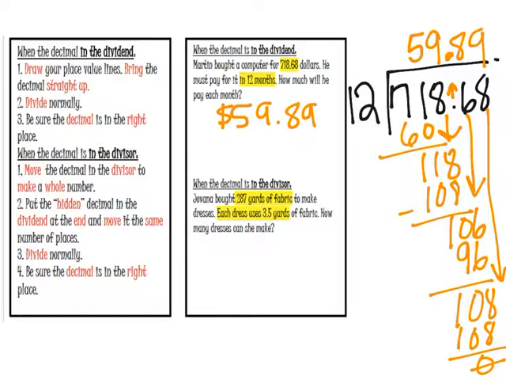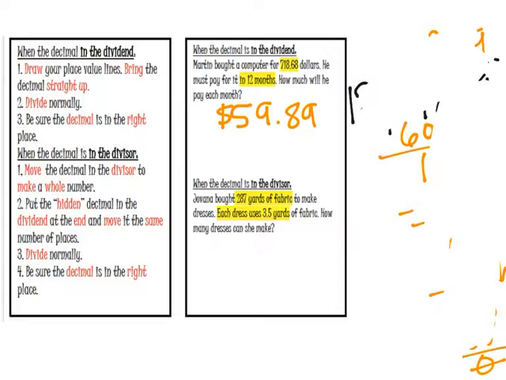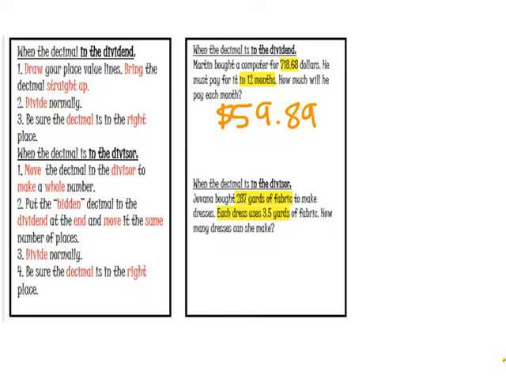All right, let's look at the next problem. When the decimal is in a divisor only, we're going to move the decimal in the divisor to make a whole number. Then we're going to put our hidden decimal in the dividend at the end and move it the same number of places. Remember, we move it the same number of places because we want to keep the numbers equivalent. Then we divide as normal, and we be sure the decimal is in the right place.